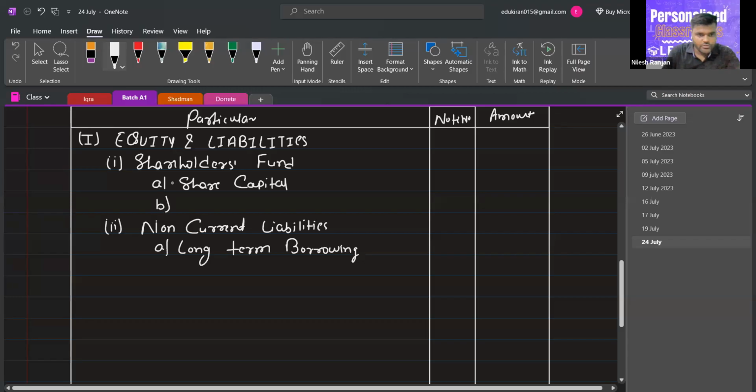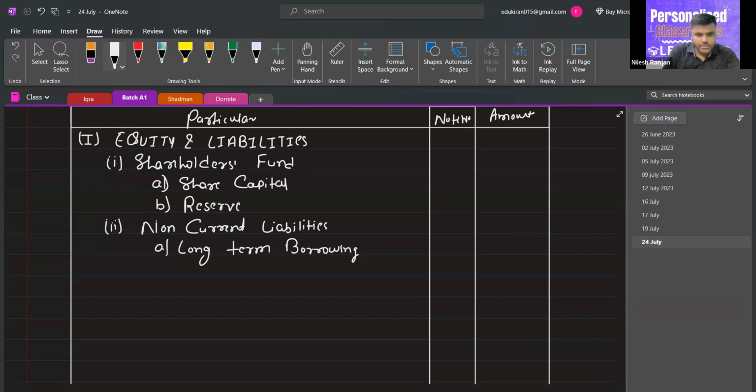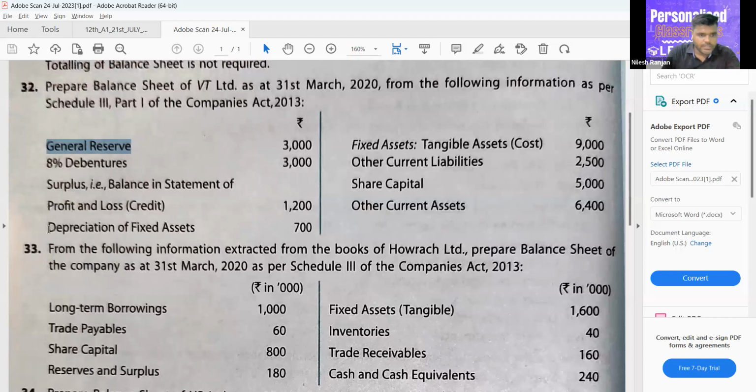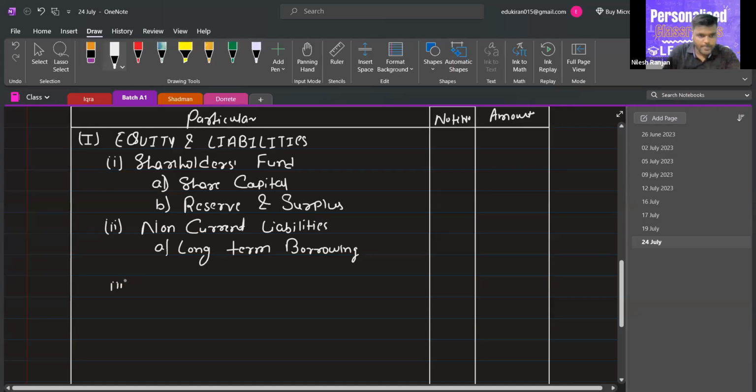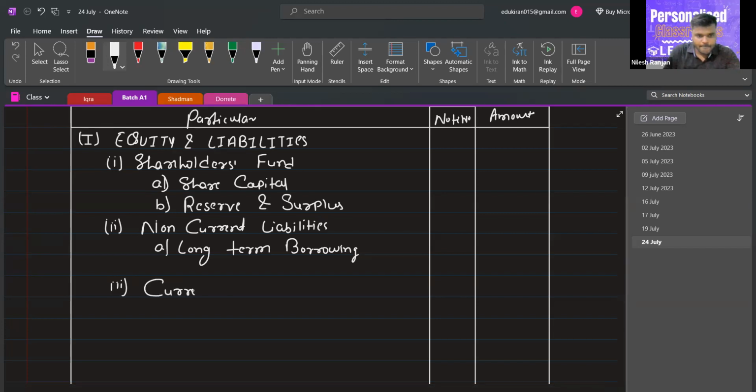Actually, reserve and surplus is also given. So reserve and surplus. After that, depreciation and other current liabilities are given. So current liabilities also. Under current liabilities, only other current liabilities is given. So we don't have to write anything else.